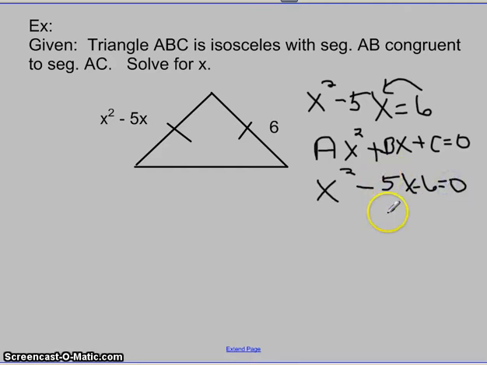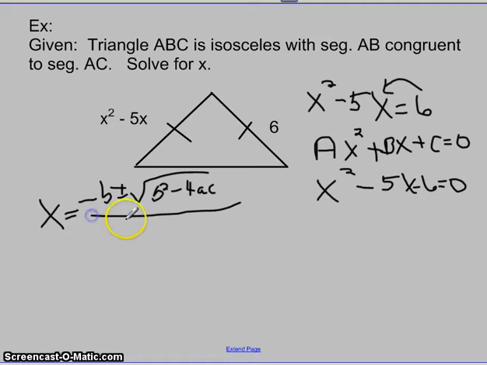Okay, so now I have two different methods that we're going to talk about, and we're going to work this problem both ways. I'm going to go the first route with the quadratic formula, which is x equals negative b plus or minus the square root of b squared minus 4ac, all over 2a. Just rolls off the tongue, doesn't it?